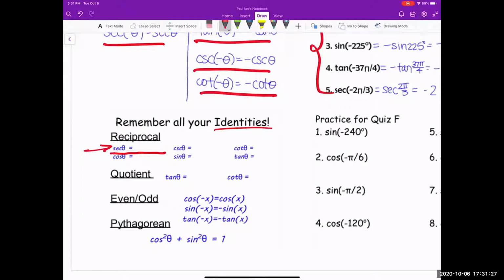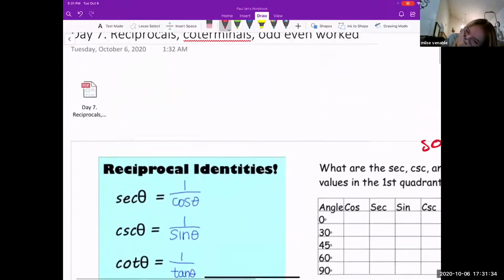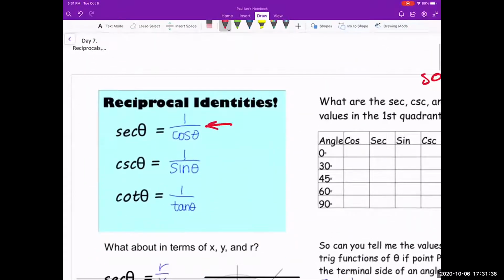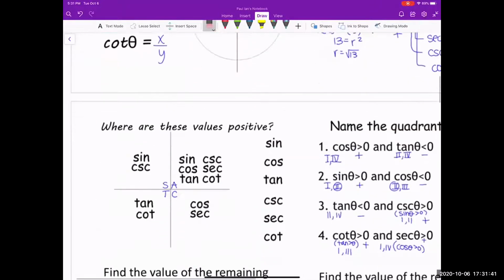So secant theta. What is secant theta? That's just an identity, right? Oh, okay. Right here. You're talking about that. Does it make sense? Yeah. Okay.